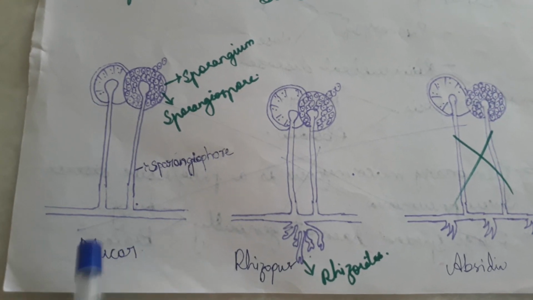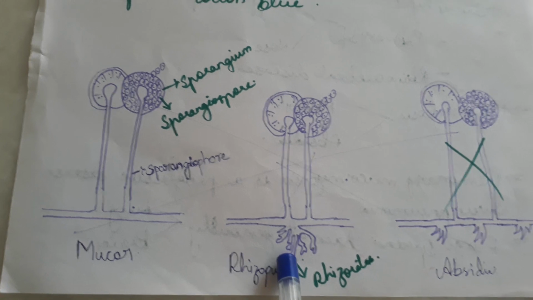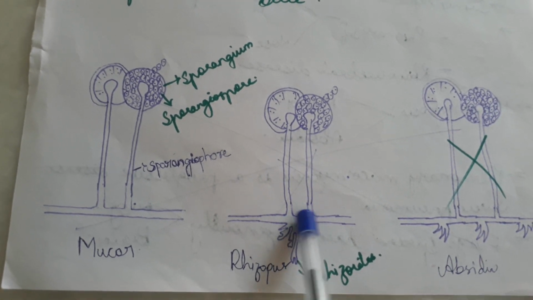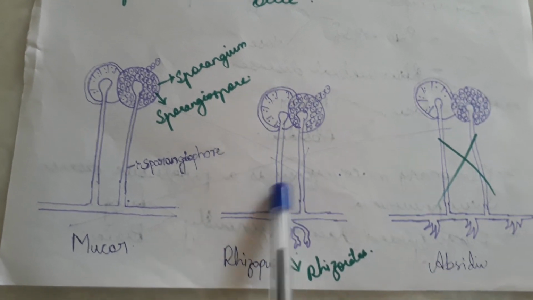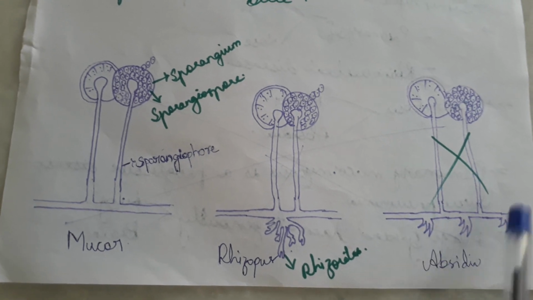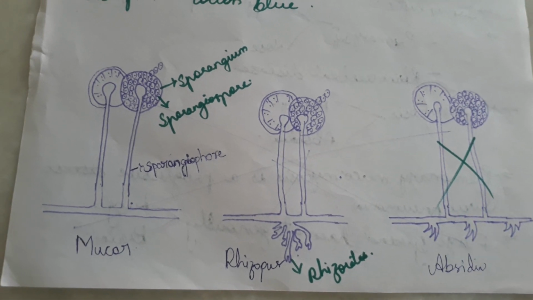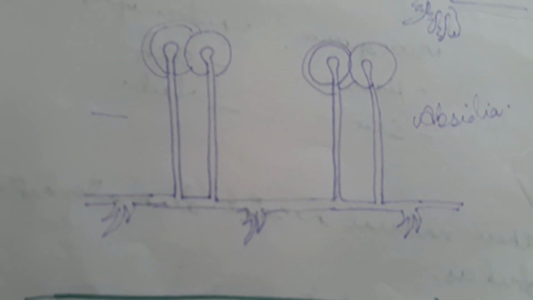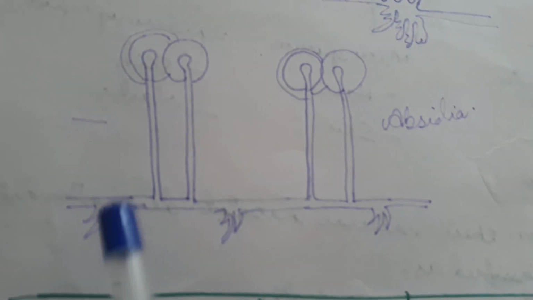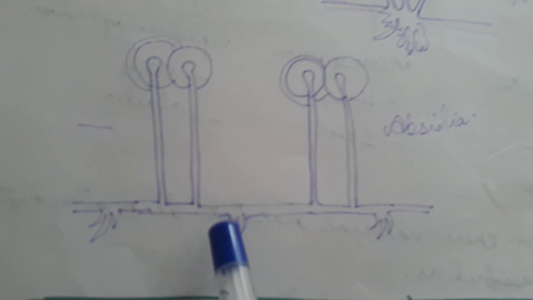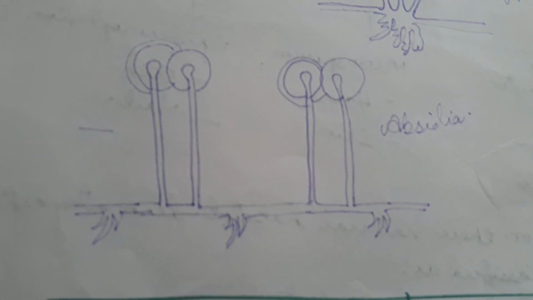In the case of Mucor, rhizoids are absent. Rhizopus has rhizoids, and the sporangiophores arise in groups directly above the rhizoids. Absidia also has rhizoids, but the sporangiophores arise from the aerial mycelium in between the rhizoids.